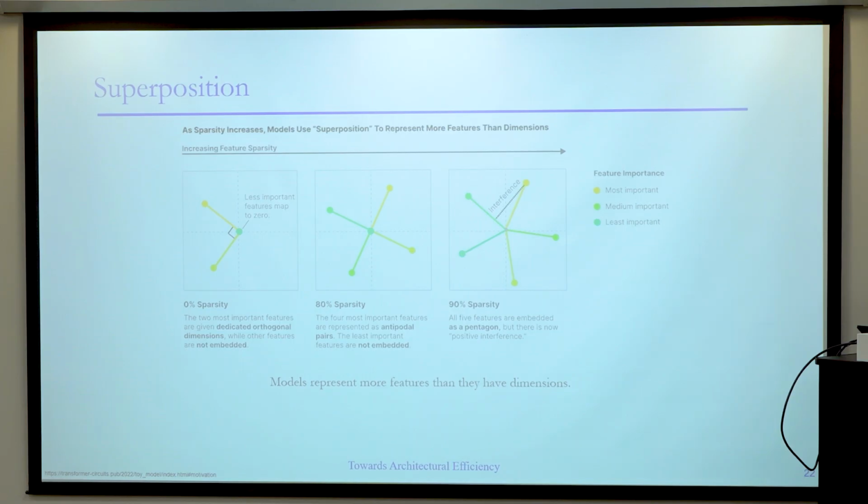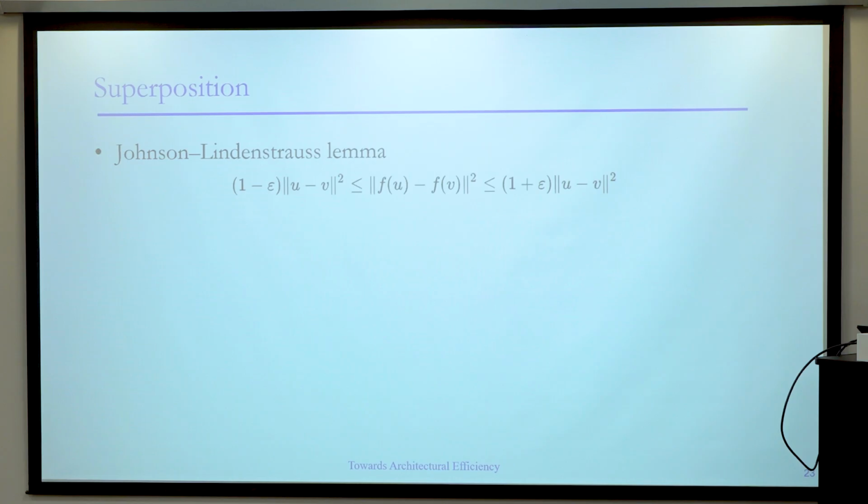If you look at the example here, we have a two-dimensional space, and in the most extreme case, we can actually represent 5 features, which is much larger than the number of dimensions you have. If we put it more formally, we can use the Johnson-Lindenstrauss lemma, where f is a linear mapping from R^N to R^n, and m and n have an exponential relationship.